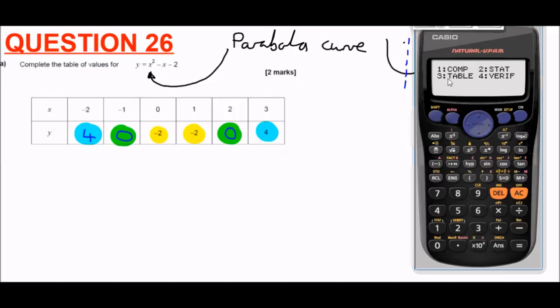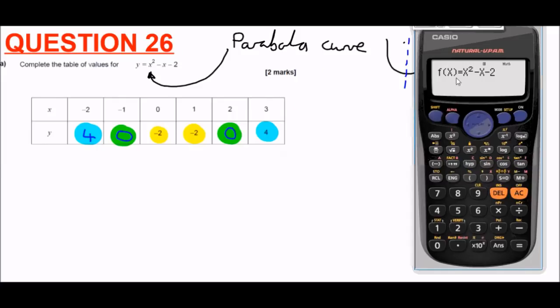What we do, we press the mode button and press 3 for table. It then comes up with f of x. Now that's what y is equal to, so just be thinking f of x just means y. So what we're going to type in now is the equation we're wanting. So it's x squared. We need to find an x, which is here in red. Because it's in red, as is alpha, we press the alpha button, x, and the squared key, x squared, then it's minus an x, so alpha x minus 2.